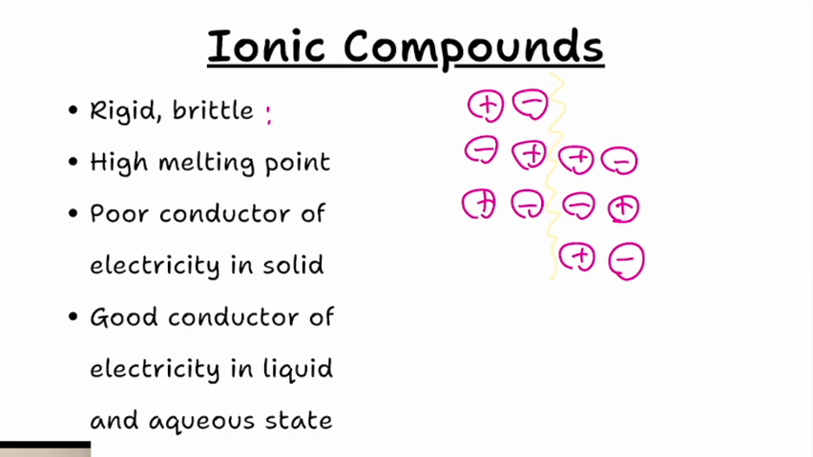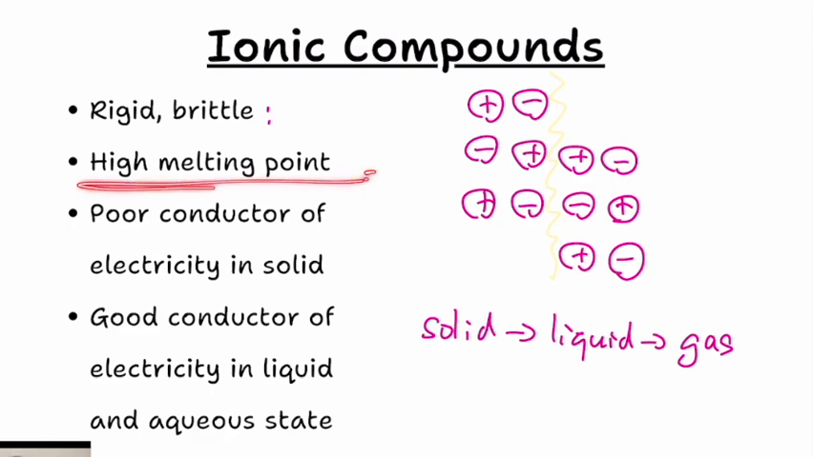Also, ionic compounds have high melting point and high boiling point. When a substance goes from solid to liquid to gas, it means that the bonds between the particles are weakened and eventually broken. And ionic bonds are very strong, which means it takes a lot of energy to break them. This explains why a lot of energy, or a high temperature, is required to break the ionic bonds in the solid phase of ionic compounds and convert them into liquid.